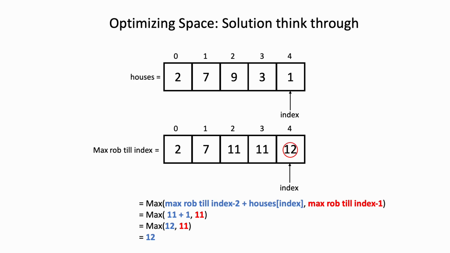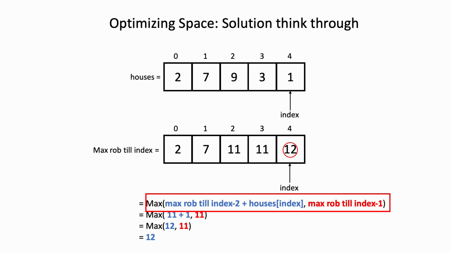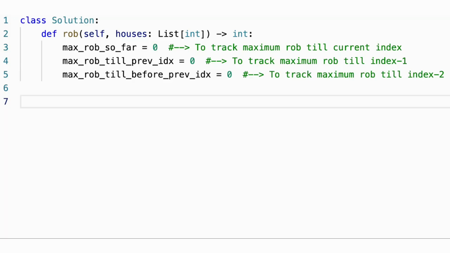If you observe, at every index we were using only 3 pointers: max rob till index minus 2, max rob till index minus 1, and max of skipping the rob and taking the rob. So we can replace the max rob till index array with these 3 pointers, which will optimize the space to O of 1. Let's code the solution.